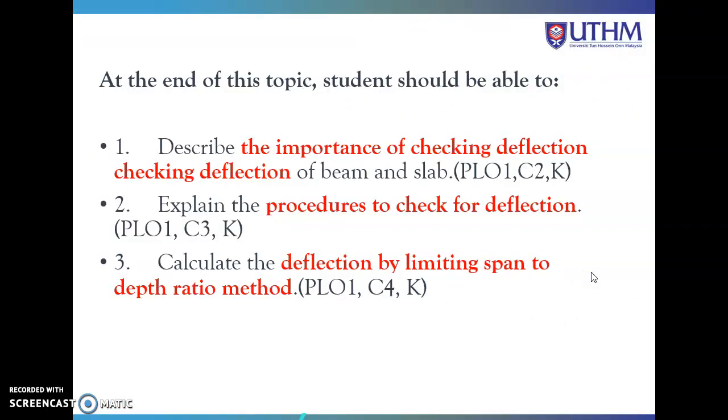So, macam biasa, at the end of this topic, students should be able to, there are 3 points. You should be able to describe the importance of checking deflection of the beam and slab. Then, you should be able to explain the procedure to check for deflection and also to calculate the deflection by the limiting span to depth ratio method. These 3 you will obtain ataupun gain at the end of this chapter.